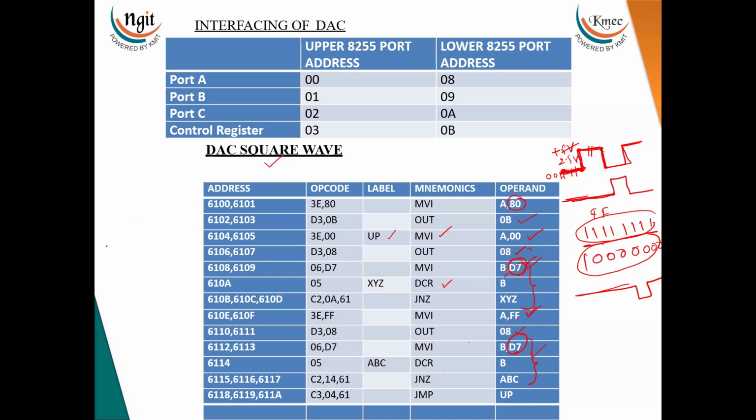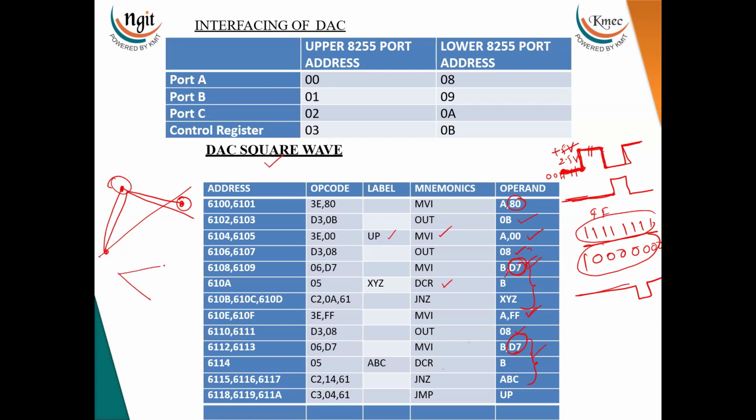Now to generate the triangle, what to do? Initially you have to set 0, 0. Instead of putting in a delay, slowly increment the value until you reach the maximum. After that, decrement the value until you get 0. Here you need to compare with your final value, and here with your initial value. By writing a program like this, you can generate the triangle.